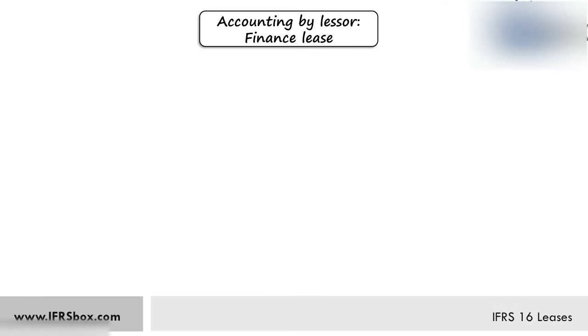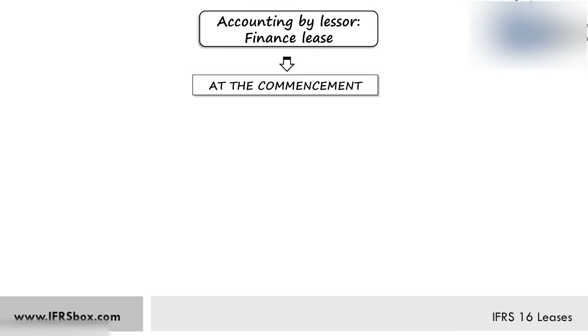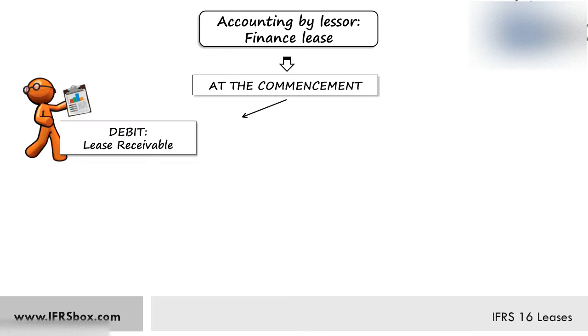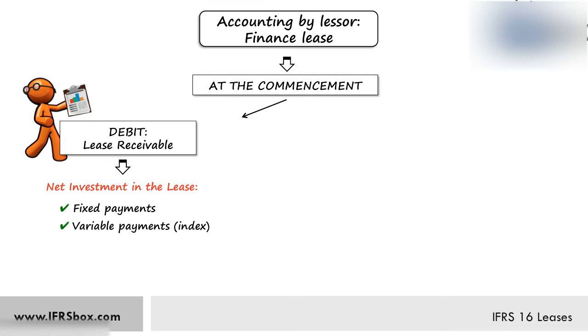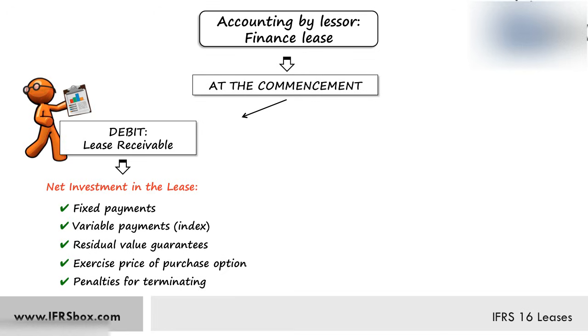Well, the same way as under IAS 17, so nothing very new here, but let me recap. At the commencement of the lease, lessor is a finance provider and therefore he recognizes a lease receivable, and that's the debit side of the entry. The lease receivable is in fact net investment in the lease. And net investment in the lease is a total of fixed payments, variable payments, amounts expected to be payable under residual value guarantees, the exercise price of purchase option if lessee will exercise it, and payments for penalties for terminating the lease if lessee assumes terminating the lease early.